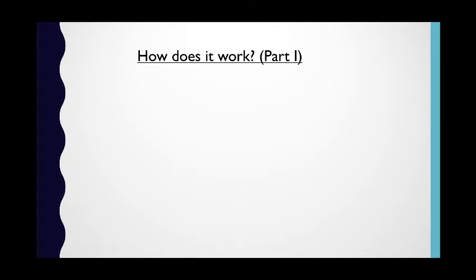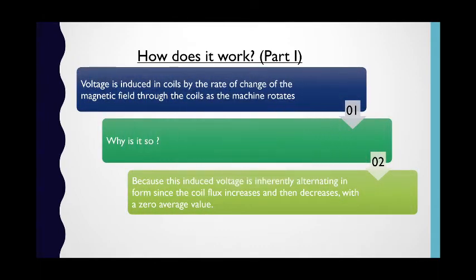Here I created a storyline on how a DC generator works, and this is the first part of my storyline. First of all, voltage is induced in coils by the rate of change of the magnetic field through the coils as the machine rotates. Why is it so? Because this induced voltage is inherently alternating in form, since the coil flux increases and then later decreases again, with a zero average value.